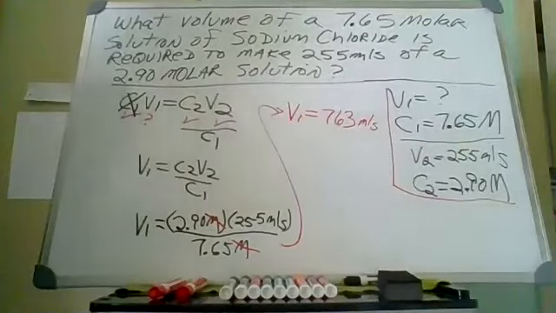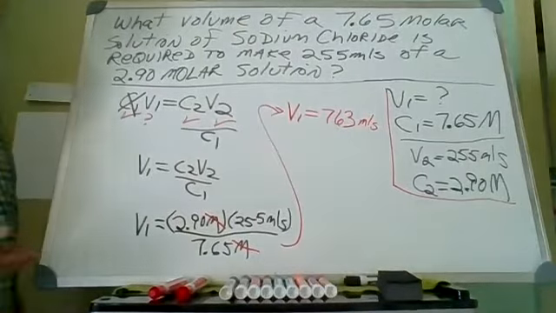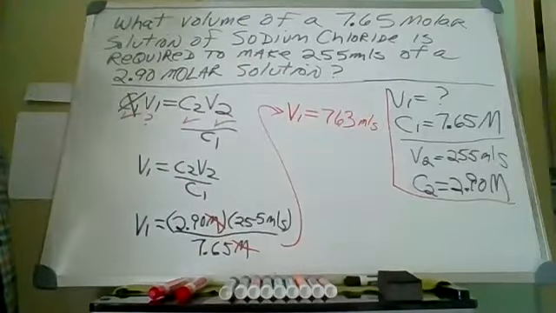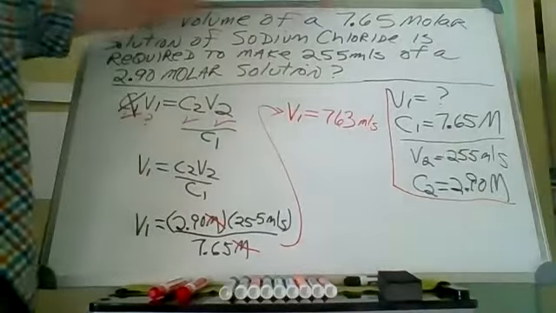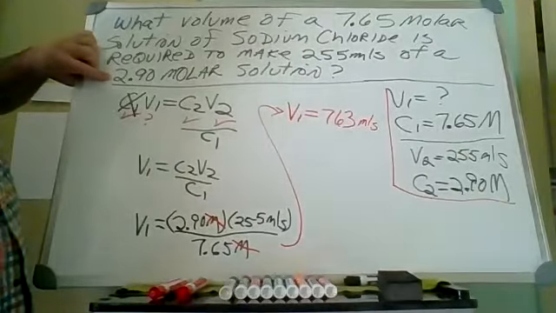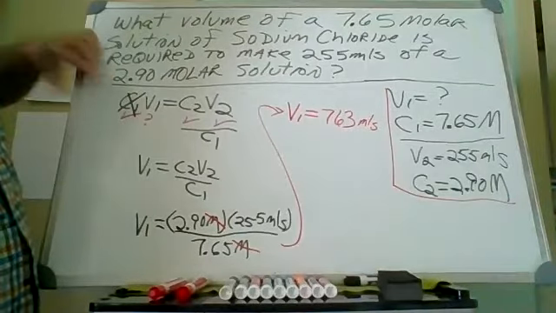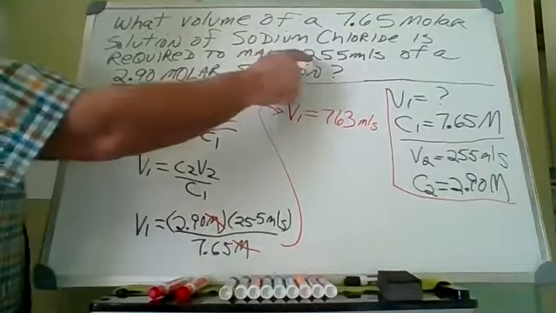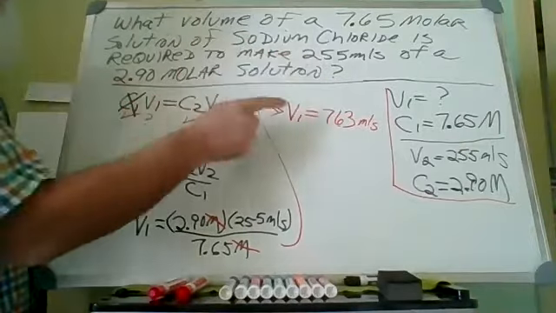So we should stop and ask ourselves, number one, does this answer make physical sense? Okay, we should do that at the end of every word problem. Quite often you can do it at the beginning. Okay, so let's see. We started with 7.65 molar and we're ending up with 2.9 molar. So we're diluting the concentration by more than half. So the volume that we're starting with should be less than half of this.